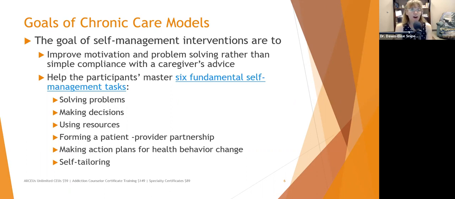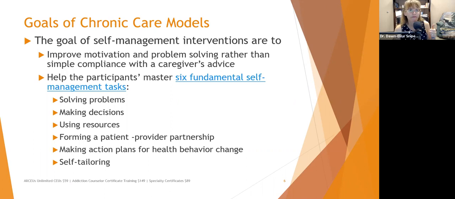Educate them about all of the different gadgets out there. Evidently, testing your blood has become much less painful than it used to be. And figure out ways to make it less aversive for this person to do that. And we want to help them master the 6 fundamental self-management tasks.